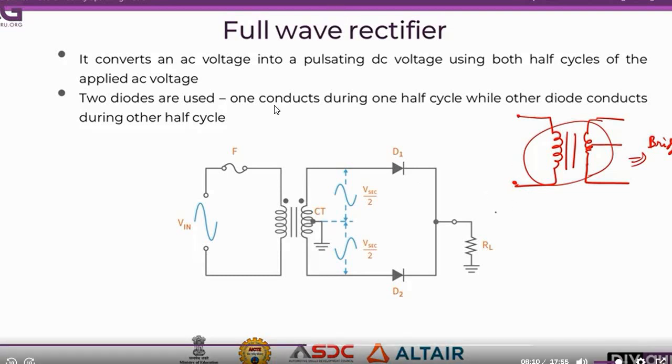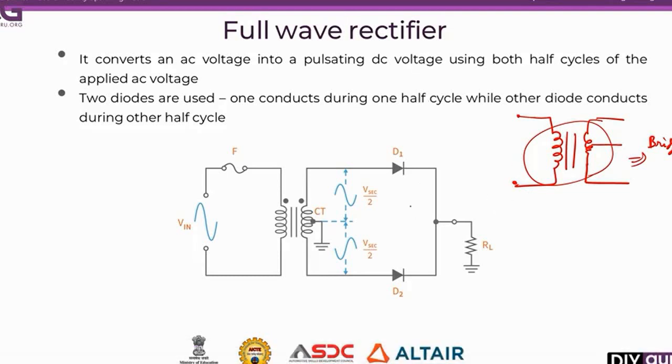Now we will see how this full wave rectifier works with the help of center tapped transformer. See, you see the circuit here. Here we have ground. The center terminal is grounded. Also the load terminal is grounded. The meaning of this is it is actually connected to the load.